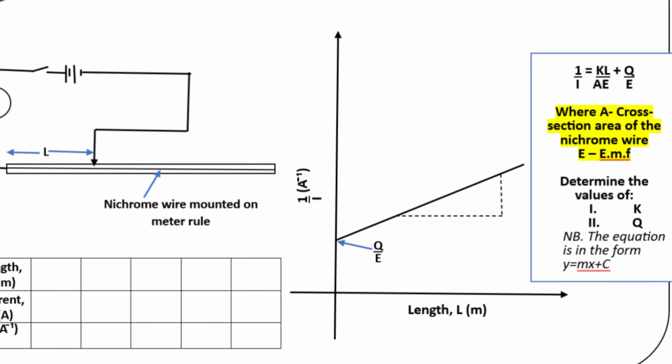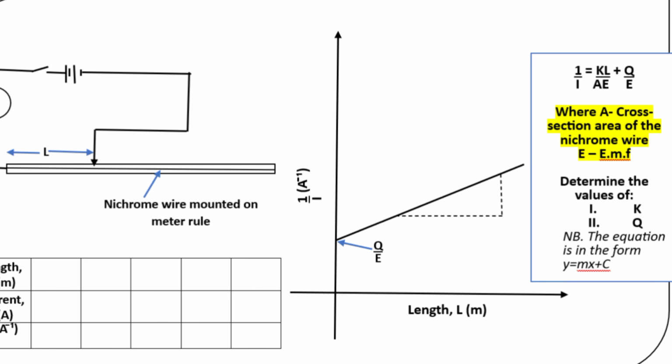It's important to note that the reciprocal of current is related to resistance, because resistance is the opposite of the current flowing. So that means the two are directly proportional. The more you increase the length, the more the resistance increases. In other words, the current will be lesser and lesser.